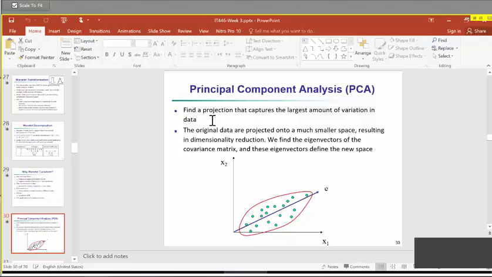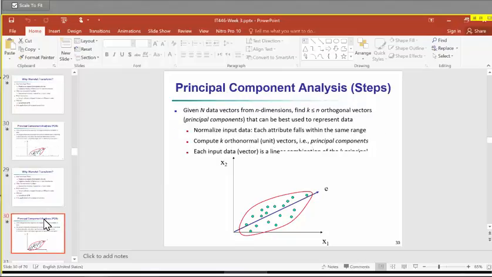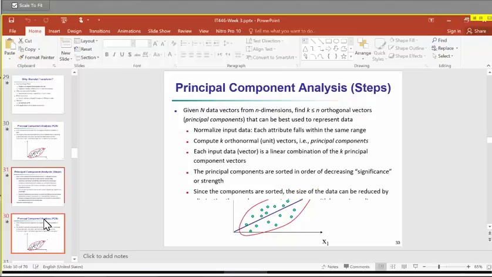Now this data can be on either the X or Y side. And then you can represent it by reducing the dimension, and you can represent it in a straight line. So we find the eigenvectors of the covariance matrix, and these eigenvectors define the new space, which is the reduced space.